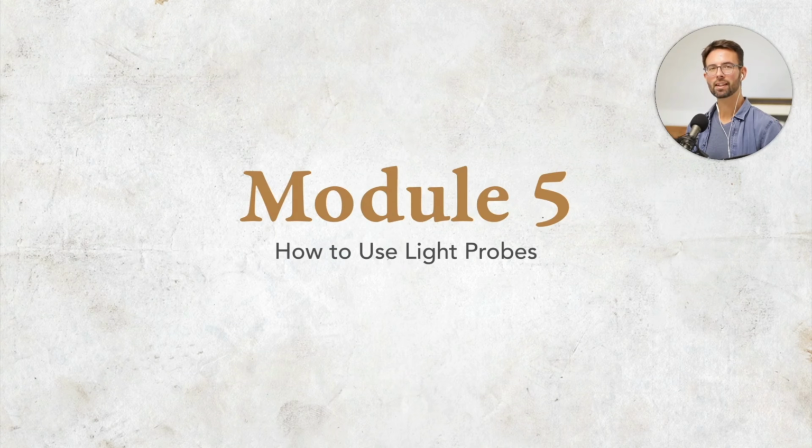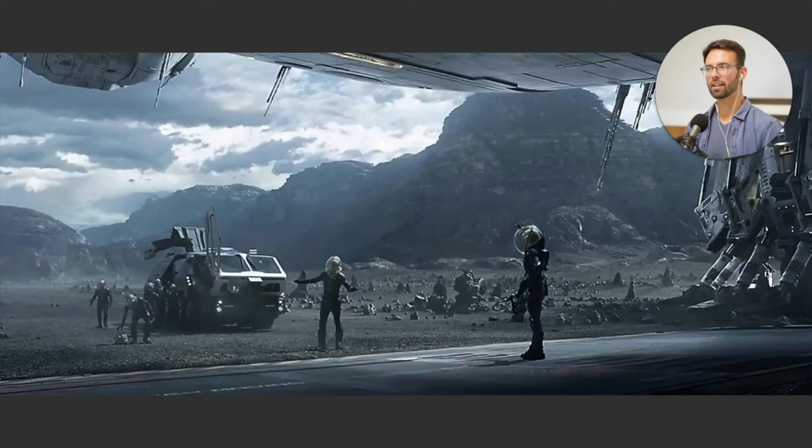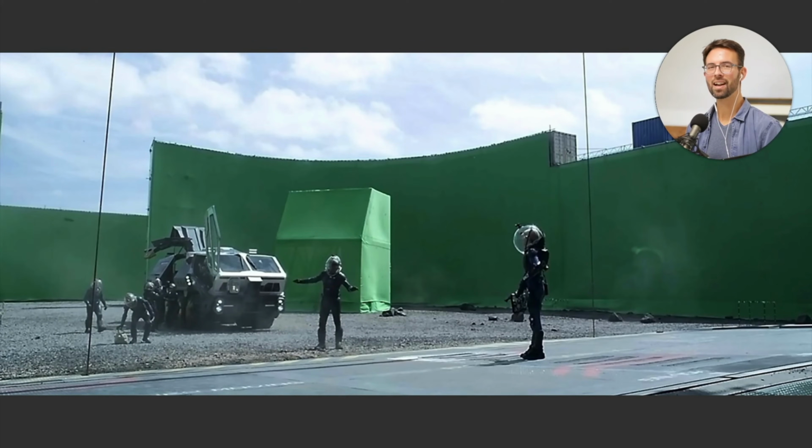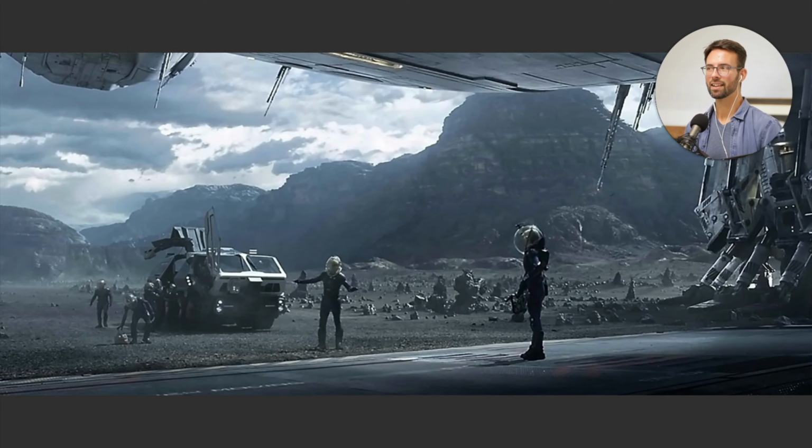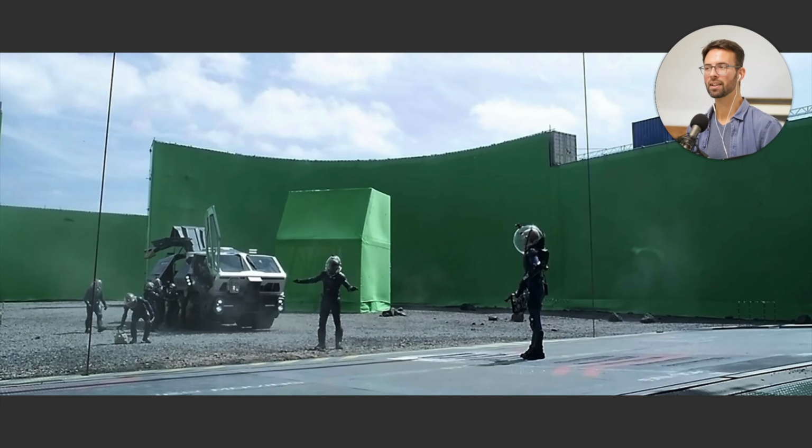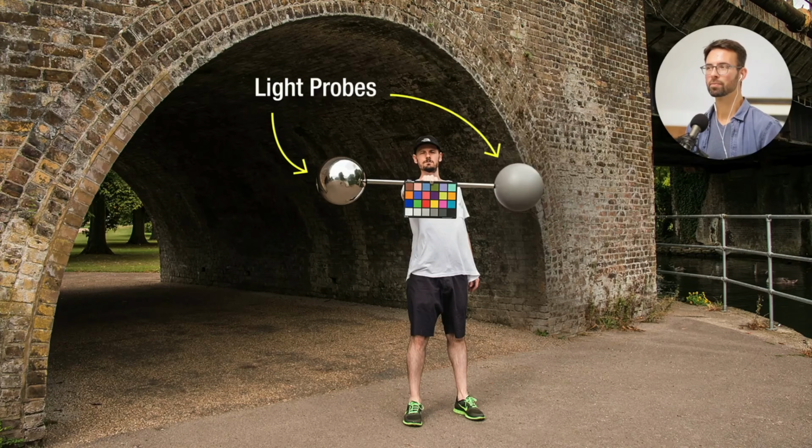Module 5 is about light probes. Light probes are a tool from visual effects. So if you see a movie like this, Prometheus, when you compare it to what that shot looked like on set, it's vastly different. And one tool that makes this conjuring of a new reality possible are light probes. And here we come back to specular and diffuse reflection.